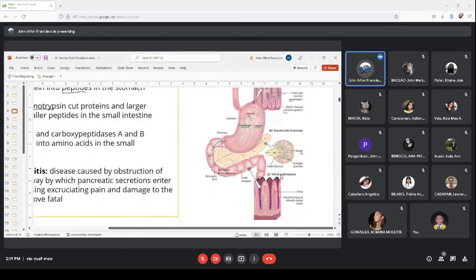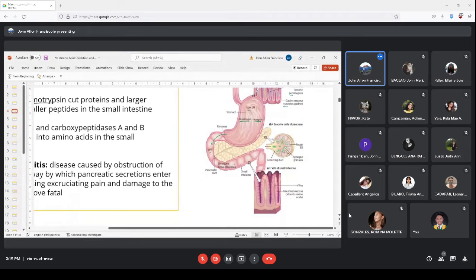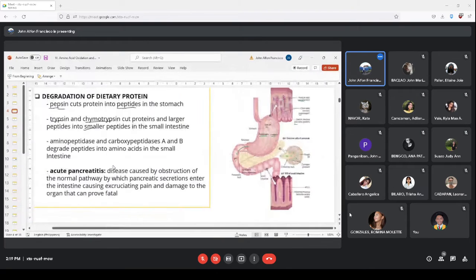So yung enzymes naman na yun mag-degrade ng mga smaller peptides into amino acid. Okay? So that's what happens in our stomach in order to form your amino acid.